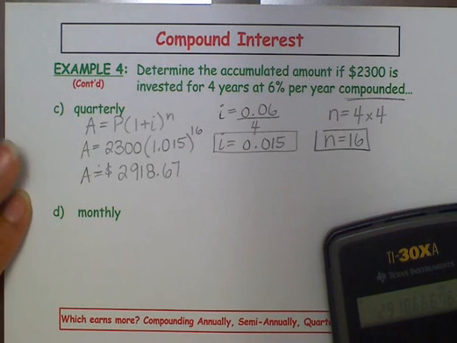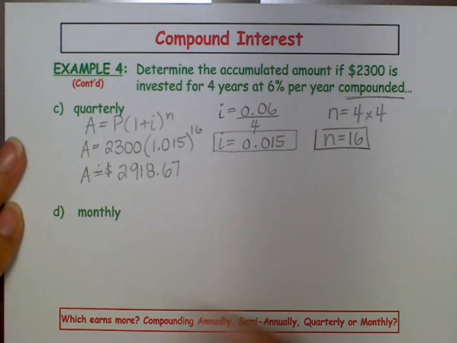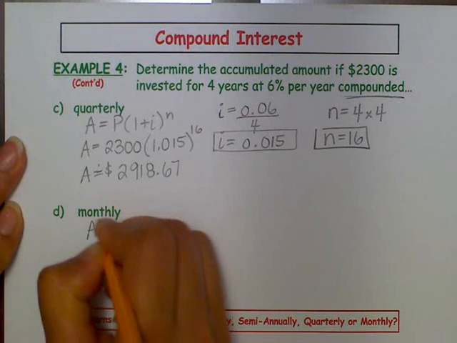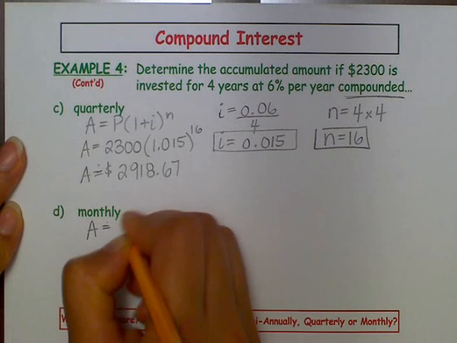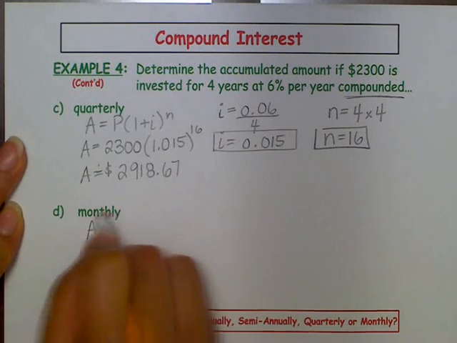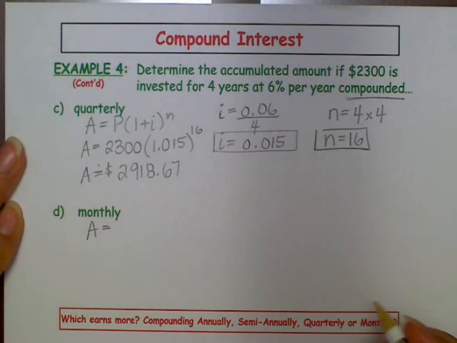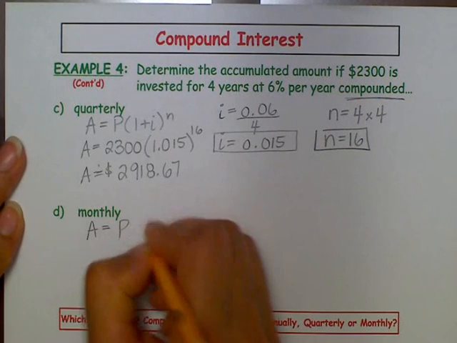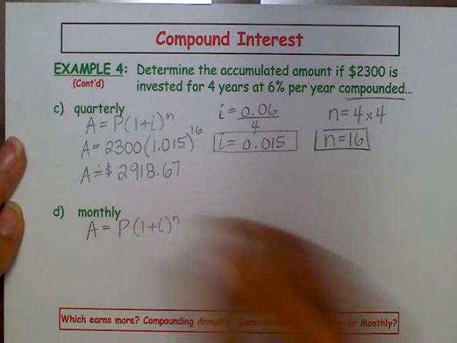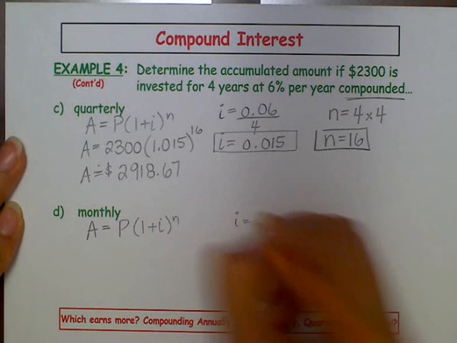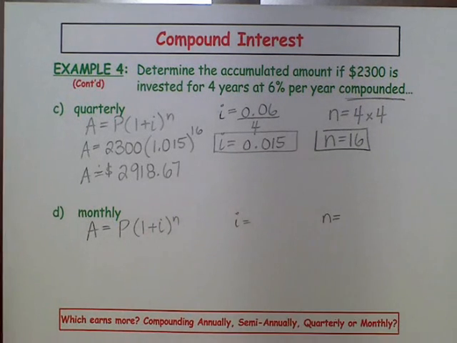What happens if you invest it monthly? And then we can compare all four of the examples that we looked at. Because interest is being compounded, I can start with the compound interest formula. Let's look at the interest rate and the number of compounding periods. Those are the two pieces of information we need to determine before we actually find the compound interest amount.